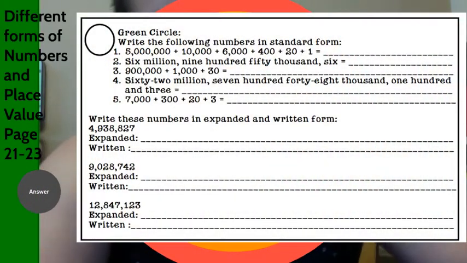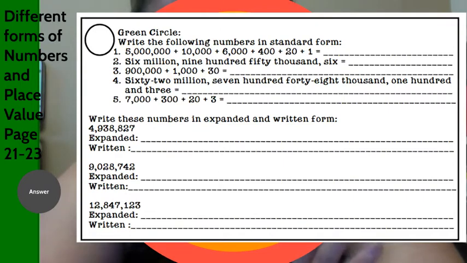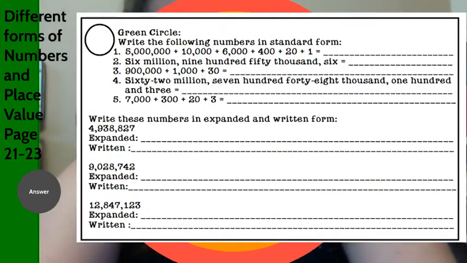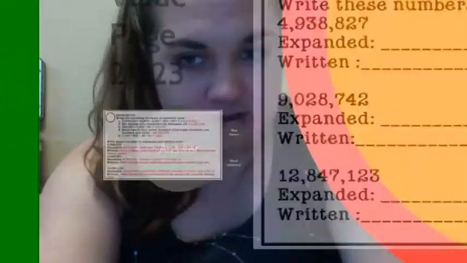So write the following numbers in standard form. That means take them out of their expanded, take them out of their written, and write them as standard numbers. I'm going to just let you pause, do these questions on their own because they should be pretty easy for everybody, and I will show you the answers. So if you're back here at this point, I'm assuming that you've answered this green circle.